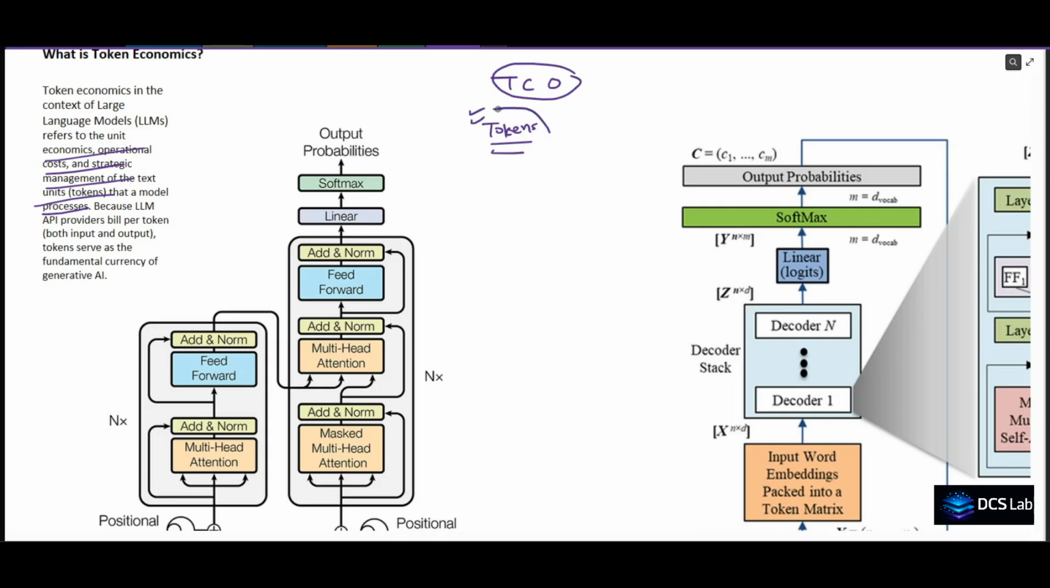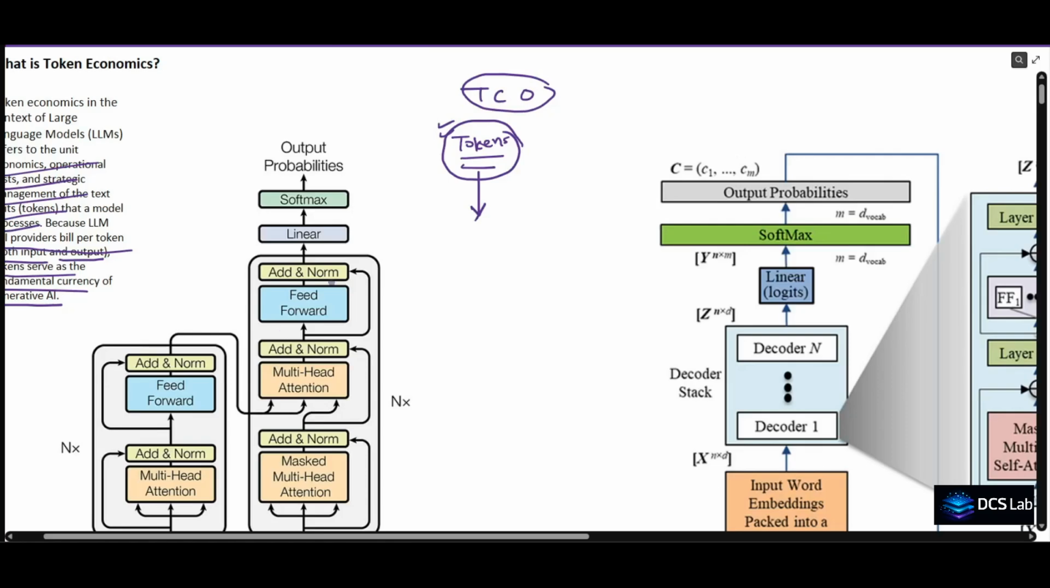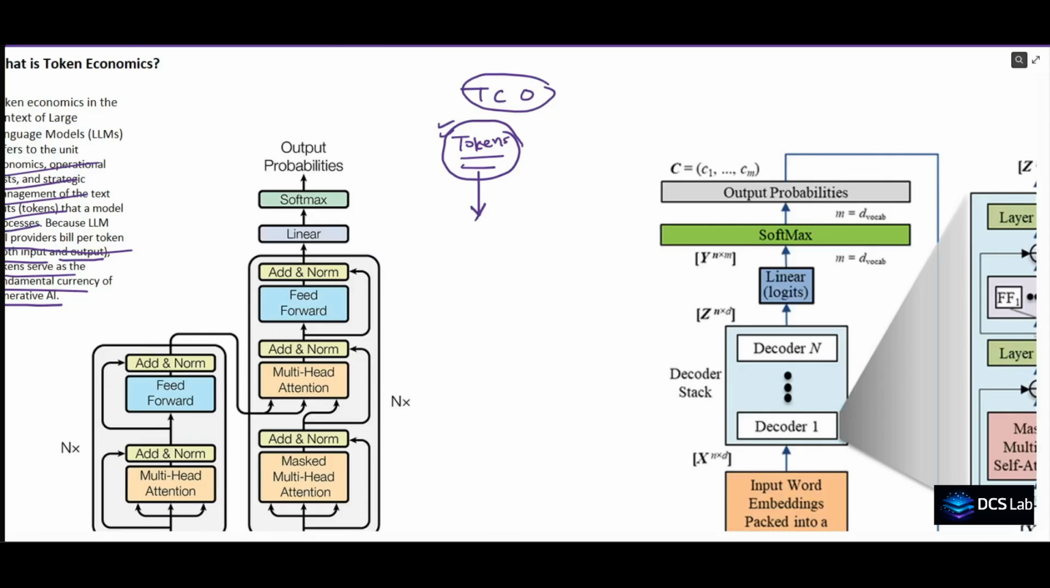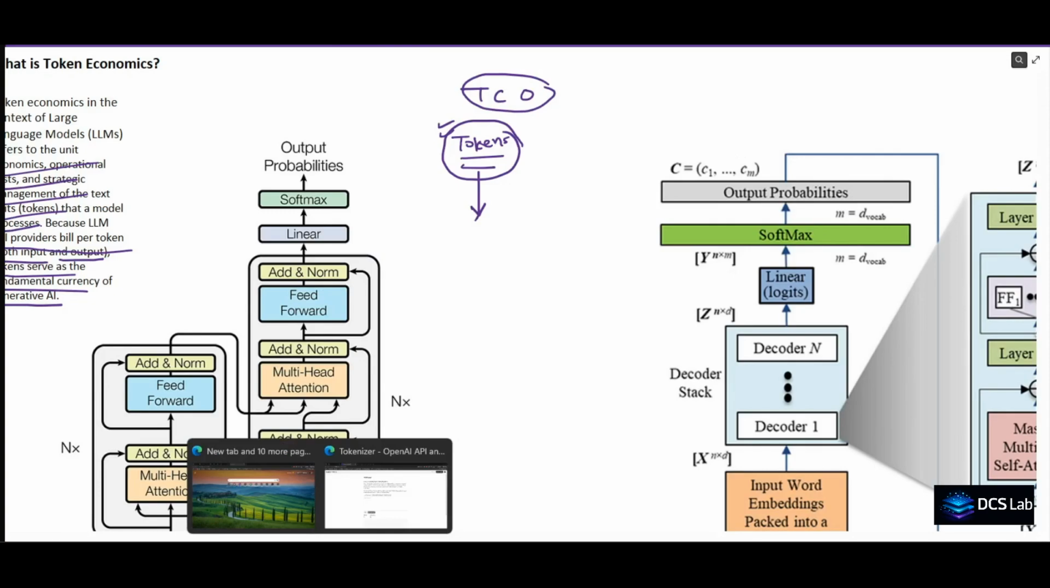Why is token a crucial factor in determining the cost of your AI system? As mentioned, API providers bill per token, with both the input token and the output token serving as the fundamental currency of generative AI. That is the focus of this video: to prove why token is a crucial parameter in finding the cost of your AI system.